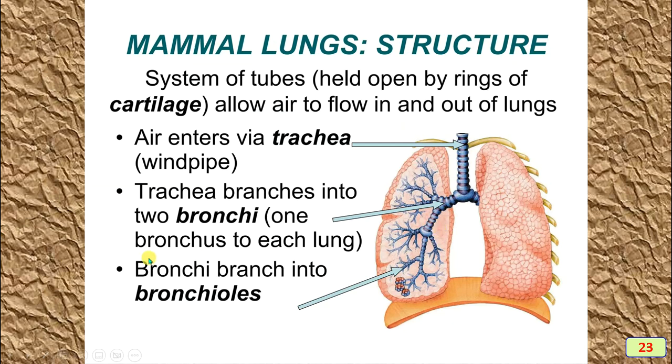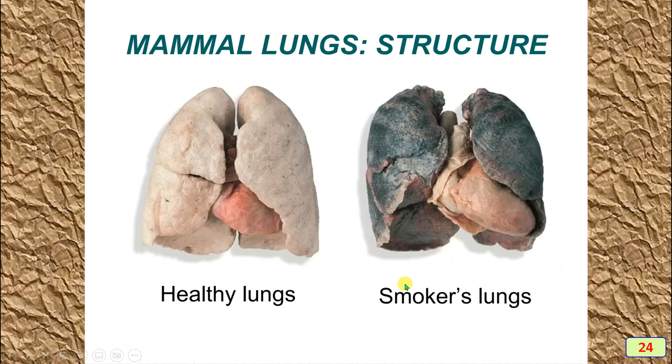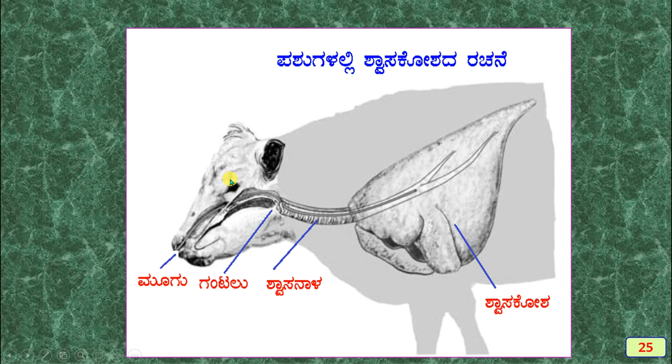So the mammalian lung has the trachea, then bronchi, which divide into different bronchioles, and ultimately it consists of the alveoli. And for healthy lungs, for example, this may be a smoker's lung. A healthy lung is always a pink organ embedded with the heart.